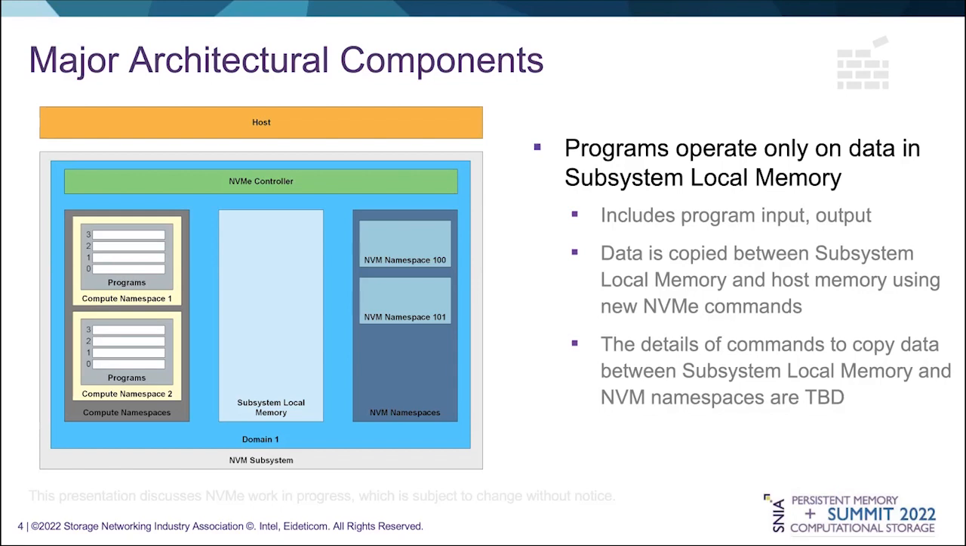So some of the key things to know about this architecture is that the programs operate only on data in subsystem local memory, which is the light blue in the middle. And that includes program input and output. So data is copied between subsystem local memory and host memory using new NVMe commands. And the details of the commands to copy data between subsystem local memory and NVMe namespaces is still being determined. We're definitely working through the details there, but we haven't finished that quite yet.